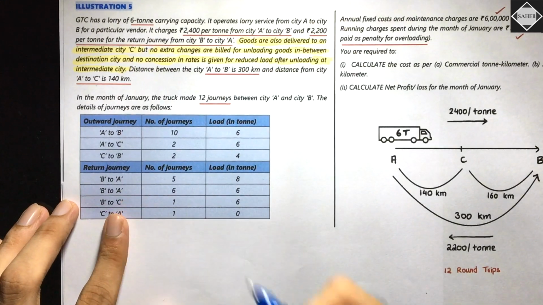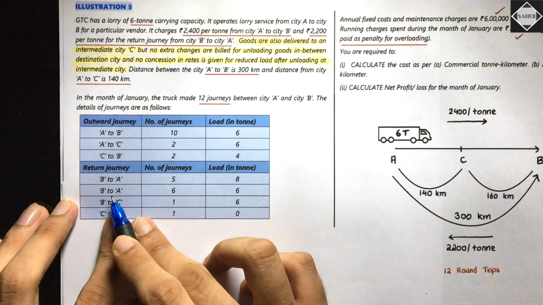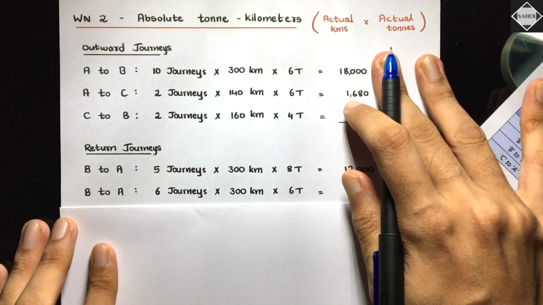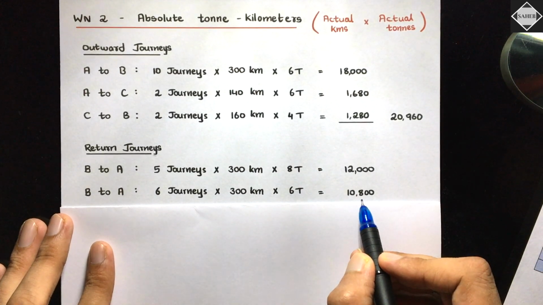But right now, we are carrying less load. That's 6 tons. The number of journeys are 6. So 300 into 6 into 6, isn't it? 6 journeys into 300 into 6. Clear? 10,800 it is. Alright.